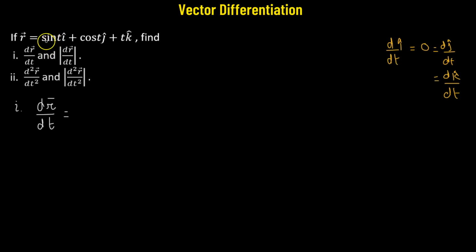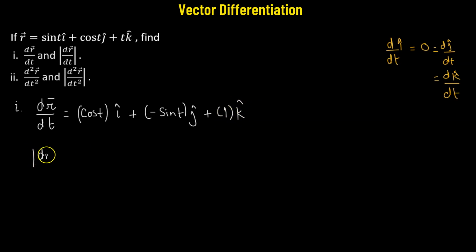All we have to do is take the derivative of the respective component. So the derivative of the sine function is cosine t, so we have cosine t i cap, plus the derivative of the cosine function, that will be negative sine t j cap, plus the derivative of t, which is going to be 1. So we have 1 times k cap.